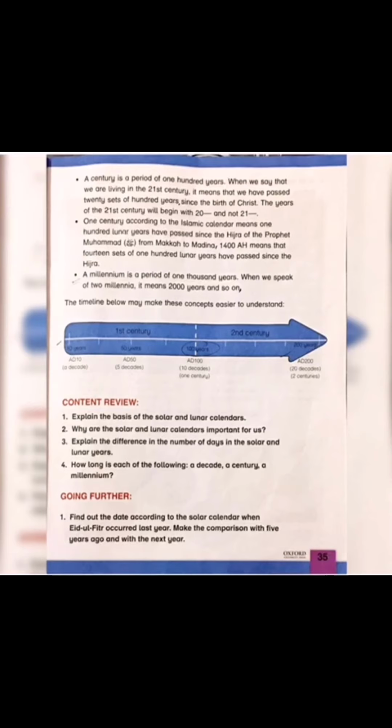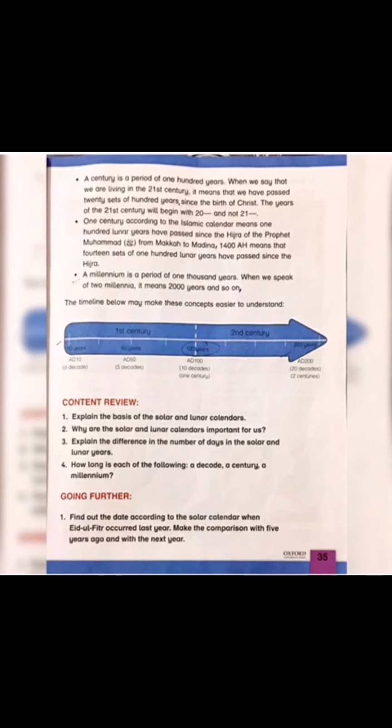One century, according to the Islamic calendar, means 100 lunar years have passed since the hijrah of the Prophet Muhammad ﷺ from Makkah to Medina. A millennium is a period of 1000 years. When we speak of 2 millennia, it means 2000 years and so on.